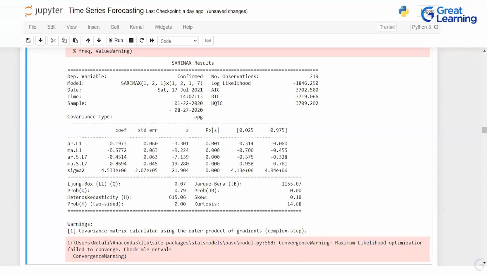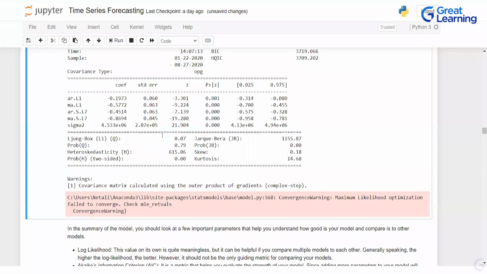You can go ahead and read this. In the interest of time, I don't have time to go over these things, but just one thing: the lower the value of AIC, the better your model.